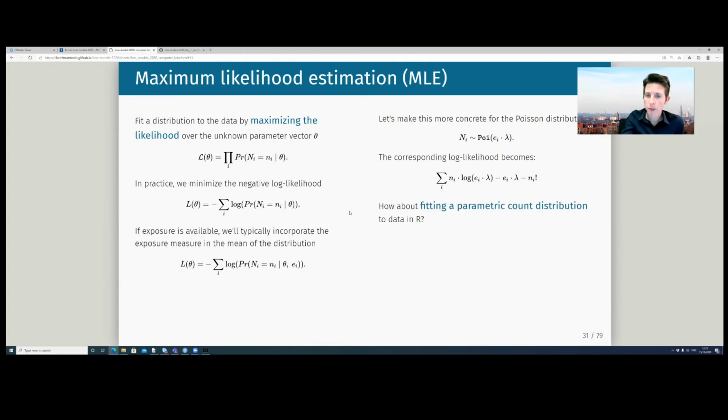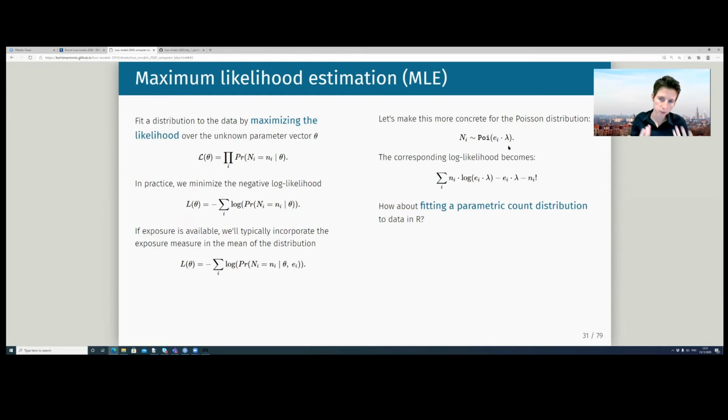And be careful, if we include exposure, we typically want to bring that into the mean of our distribution. For example, if you do a Poisson, then you in fact want to calibrate the following model. The N_i is Poisson distributed with as the mean the exposure multiplied with the expected annual claim frequency lambda, right? The exposure is given in our data set, and the lambda is something that we need to calibrate, right? And we're going to do that by maximizing the likelihood, by maximizing the log likelihood, or by minimizing the negative log likelihood.